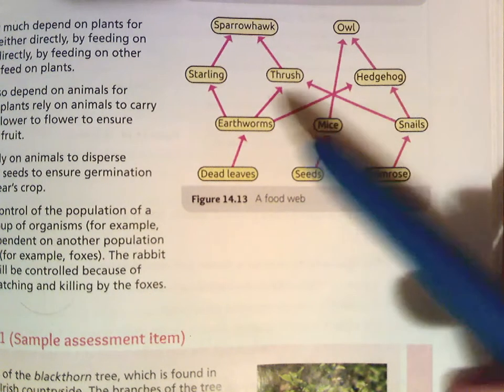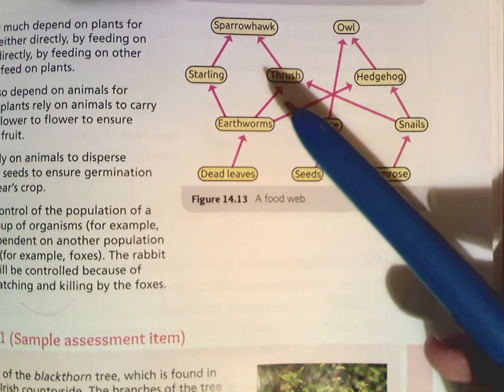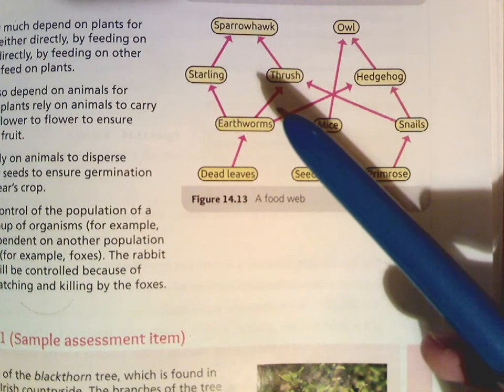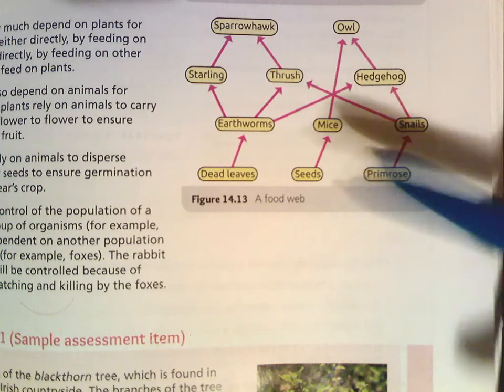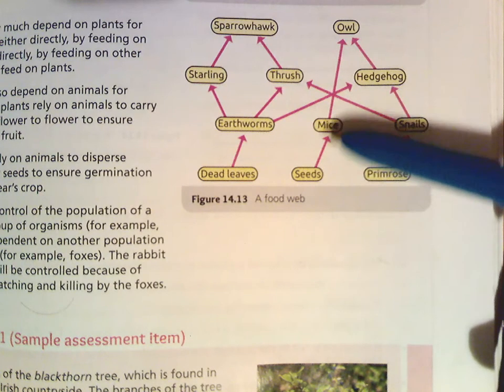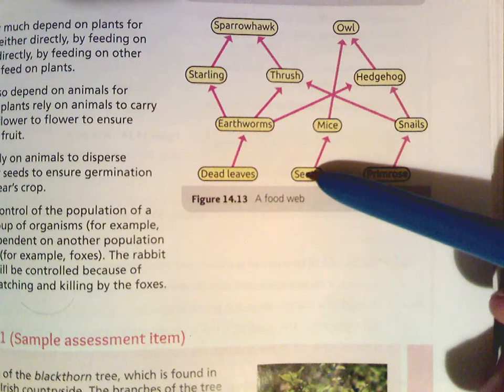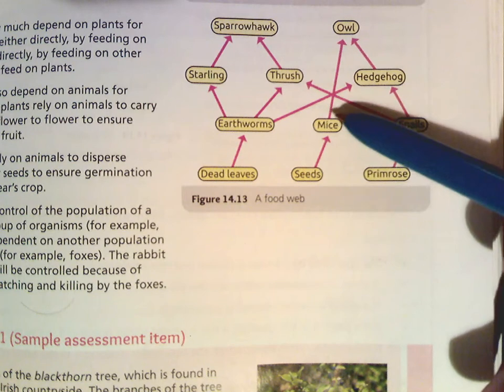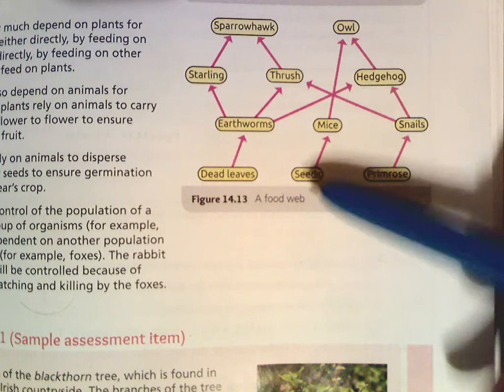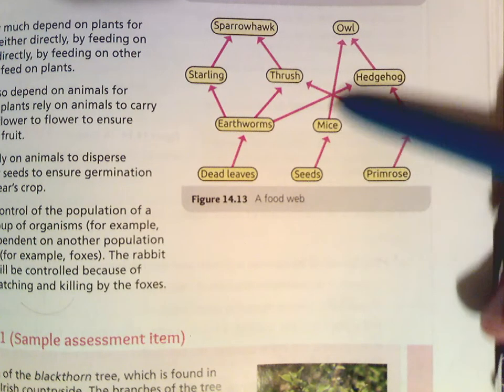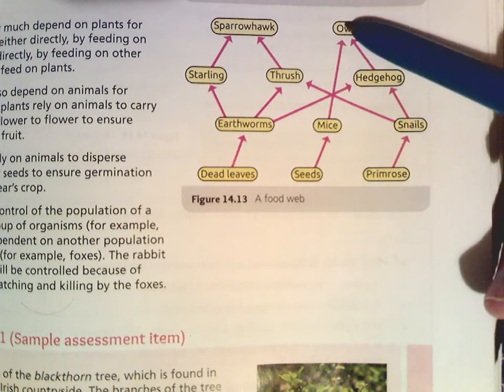So if we have a look at this example here, this is an example of a food web. A food web shows a number of interconnecting food chains. So we can look at a number of different interconnecting food chains. We can see that we have seeds. Seeds are eaten by mice, and then mice are eaten by owls, for example. And what's happening is the energy is being passed through these organisms.